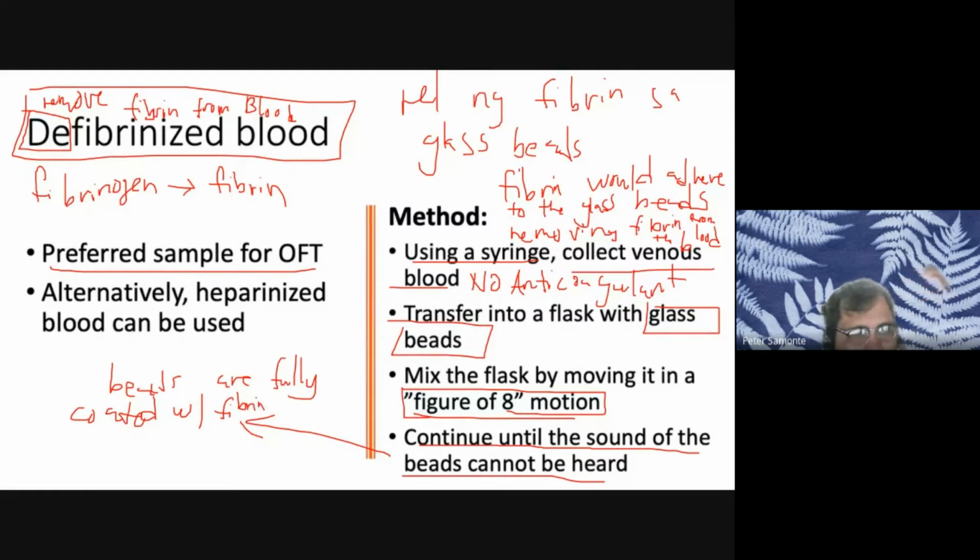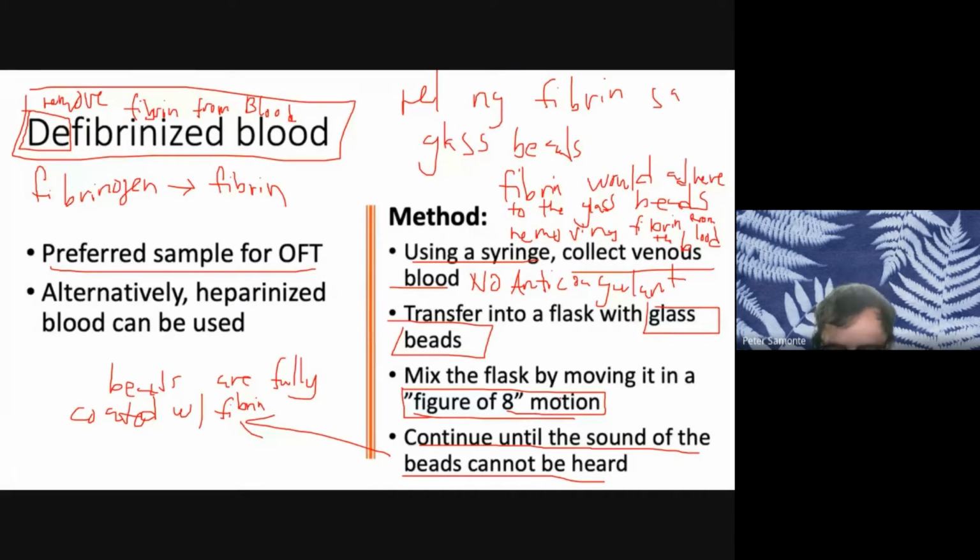Okay. So again, class, you would be using the defibrinated blood. You're going to use venous blood without anticoagulant. You're going to transfer that into a flask with glass beads. The glass beads would act as a structure that would cause the fibrin to adhere to them, removing the fibrin. Then you're going to mix the flask by moving it in a figure of 8 motion, and continue until the sound of the beads cannot be heard. When that happens, class, the beads are fully coated with fibrin.